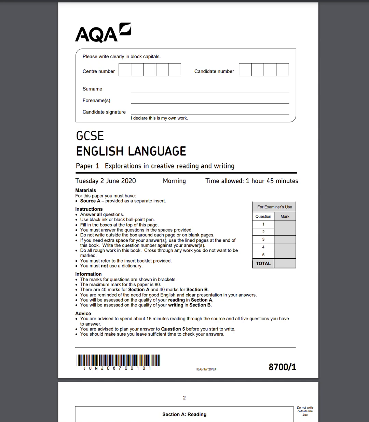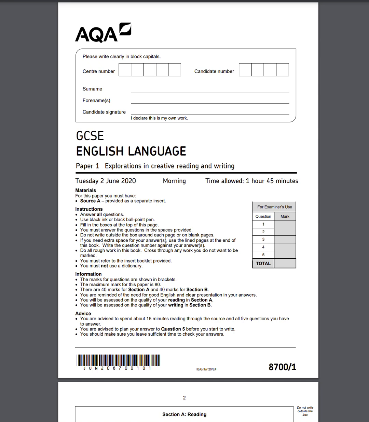So this is what the front cover will look like. This is what you'd be faced with to begin with. Obviously, you put your centre number, your candidate number in, your surname and your forename, and then you sign it. As you can see here, it says that the paper is split up into two sections, section A and section B.